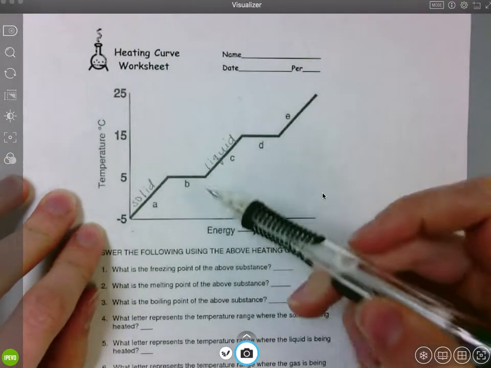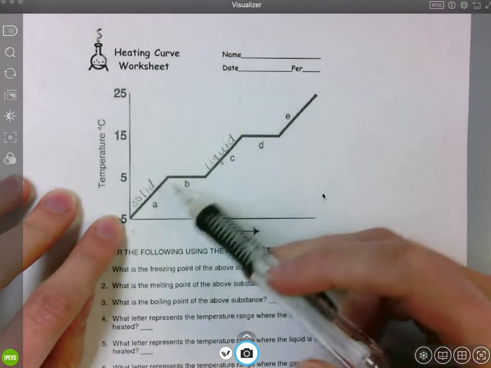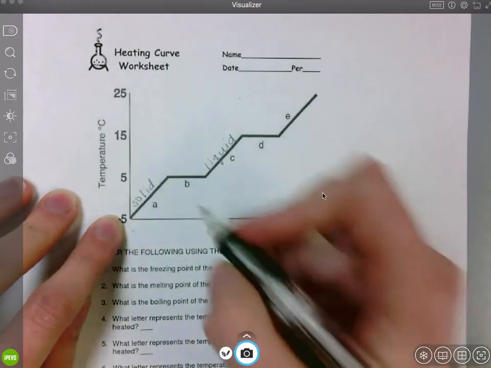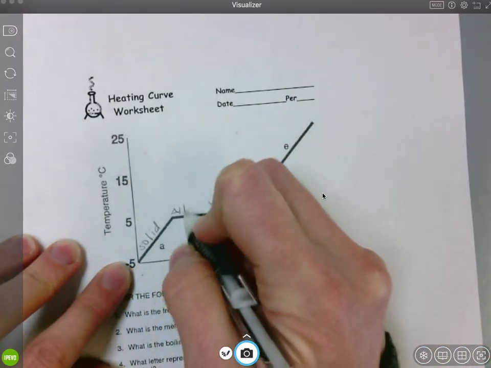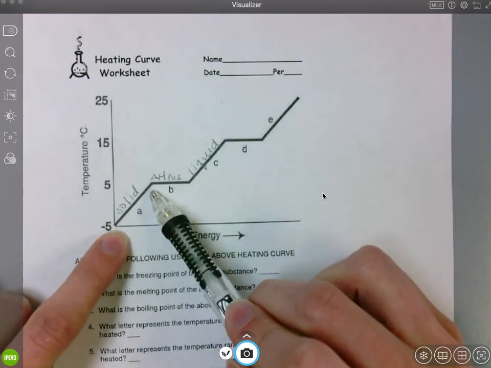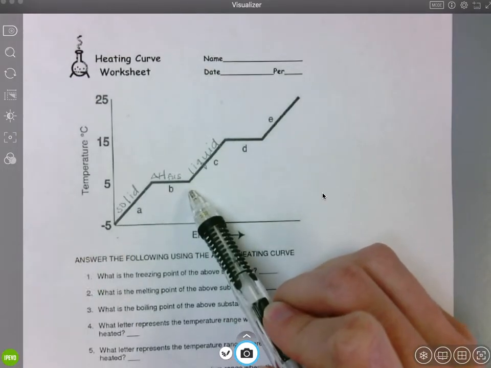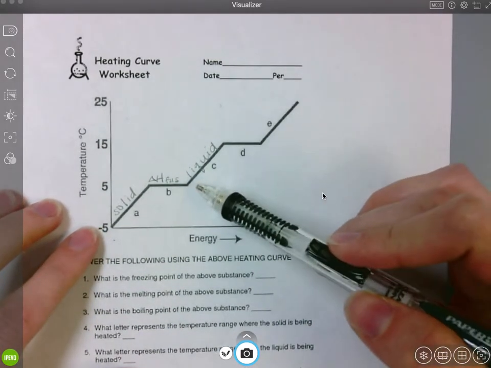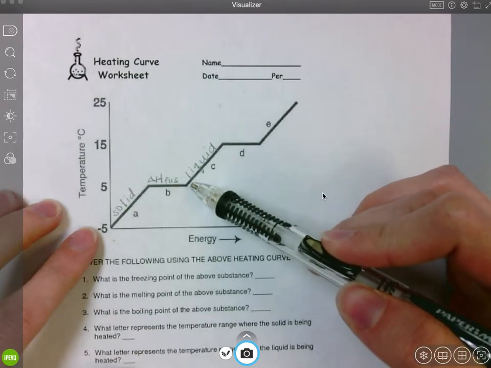And that energy required to change our phase, to melt a solid into a liquid, is our heat of fusion. So that's delta H fus. Again, the energy that we're putting in is going into a phase change. We're not increasing our temperature during a phase change. That's super important.